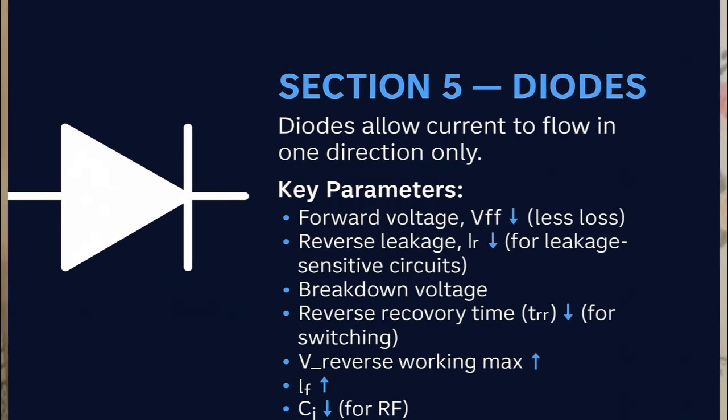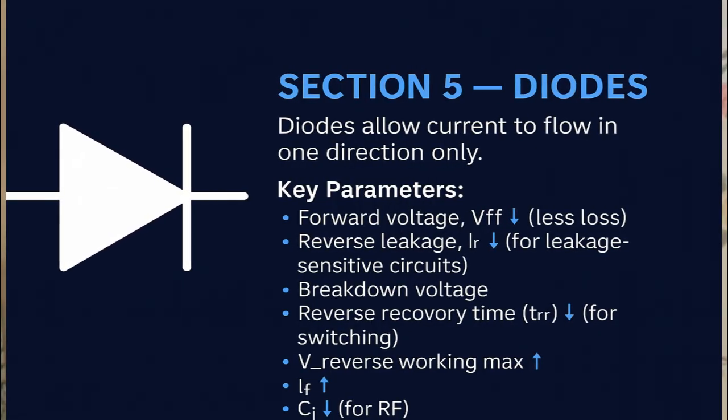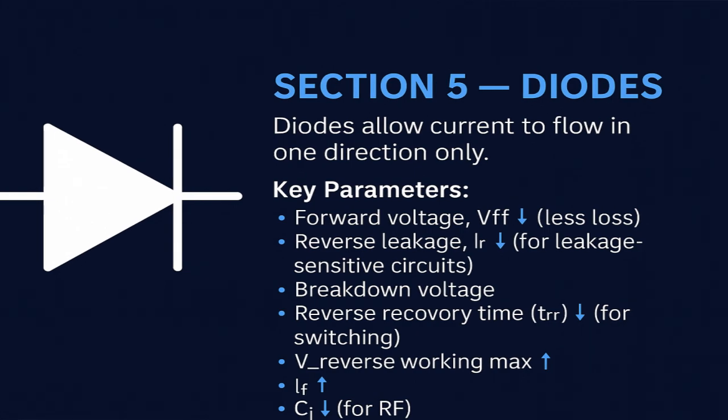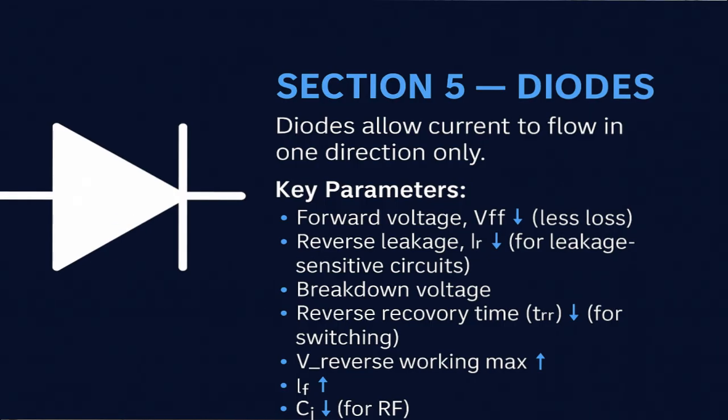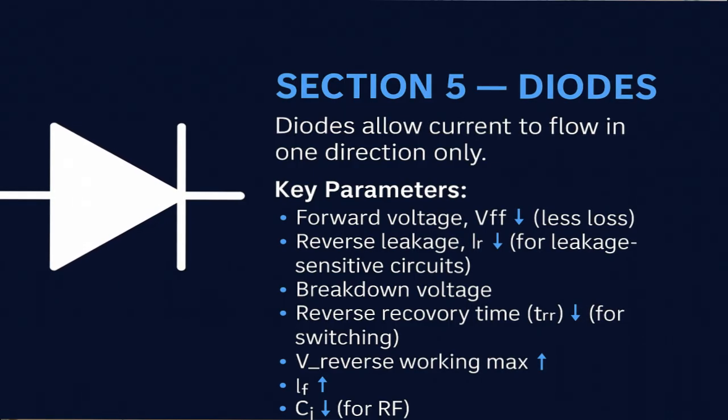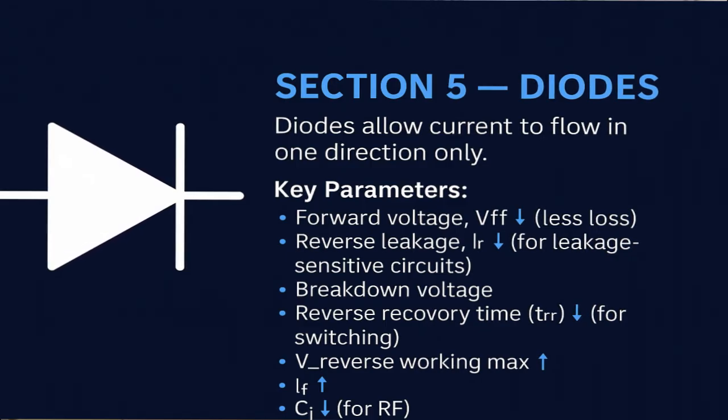So the fifth one is the diode. Diodes allow current flow in basically one direction. That is the characteristic of the diode. A diode is not really a passive component, I would say. It's a semi-passive or semi-active component. The key parameters are forward voltage, reverse voltage, current, reverse leakage, breakdown voltage, and reverse recovery time. These are the basic minimum parameters we have to consider when selecting a diode.